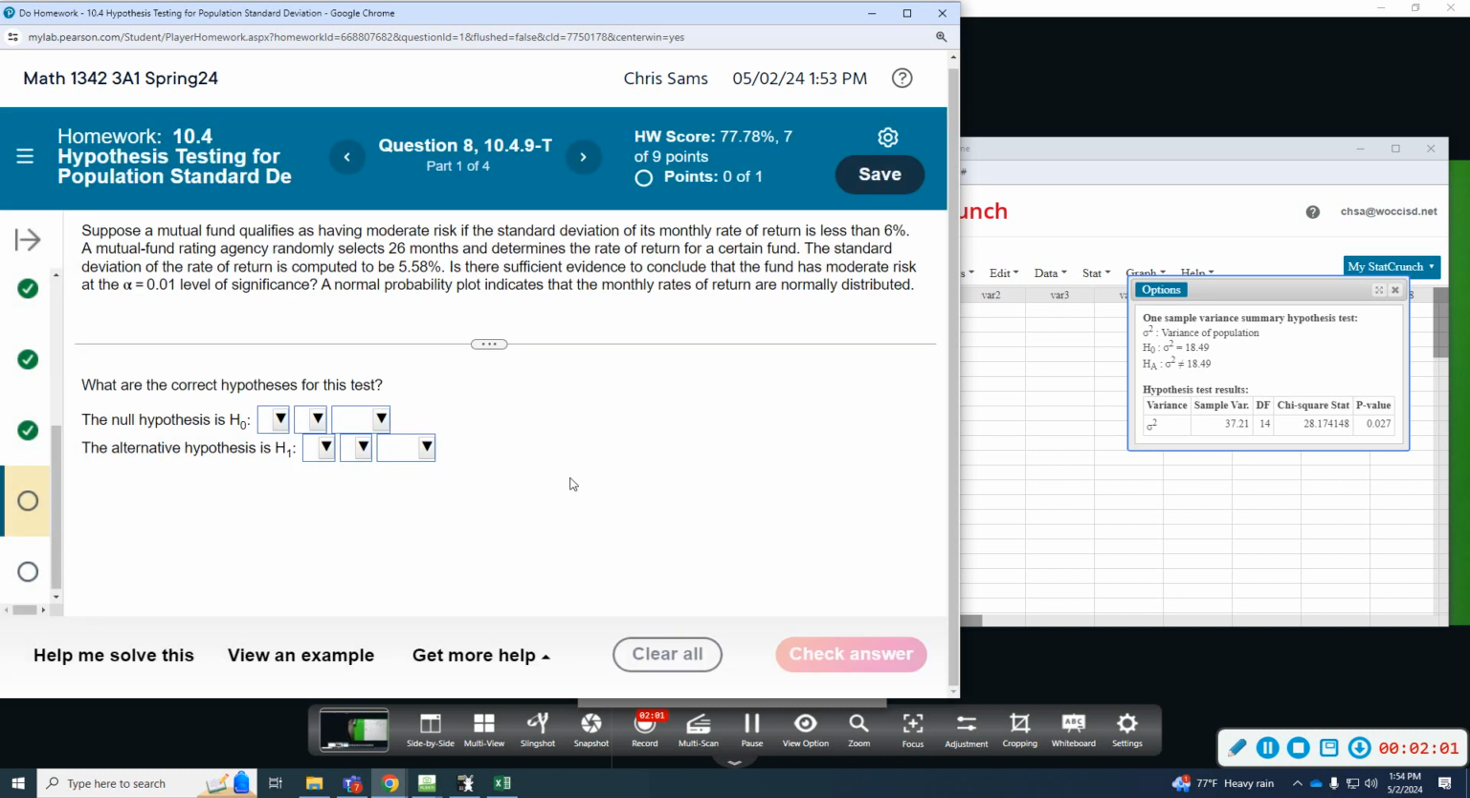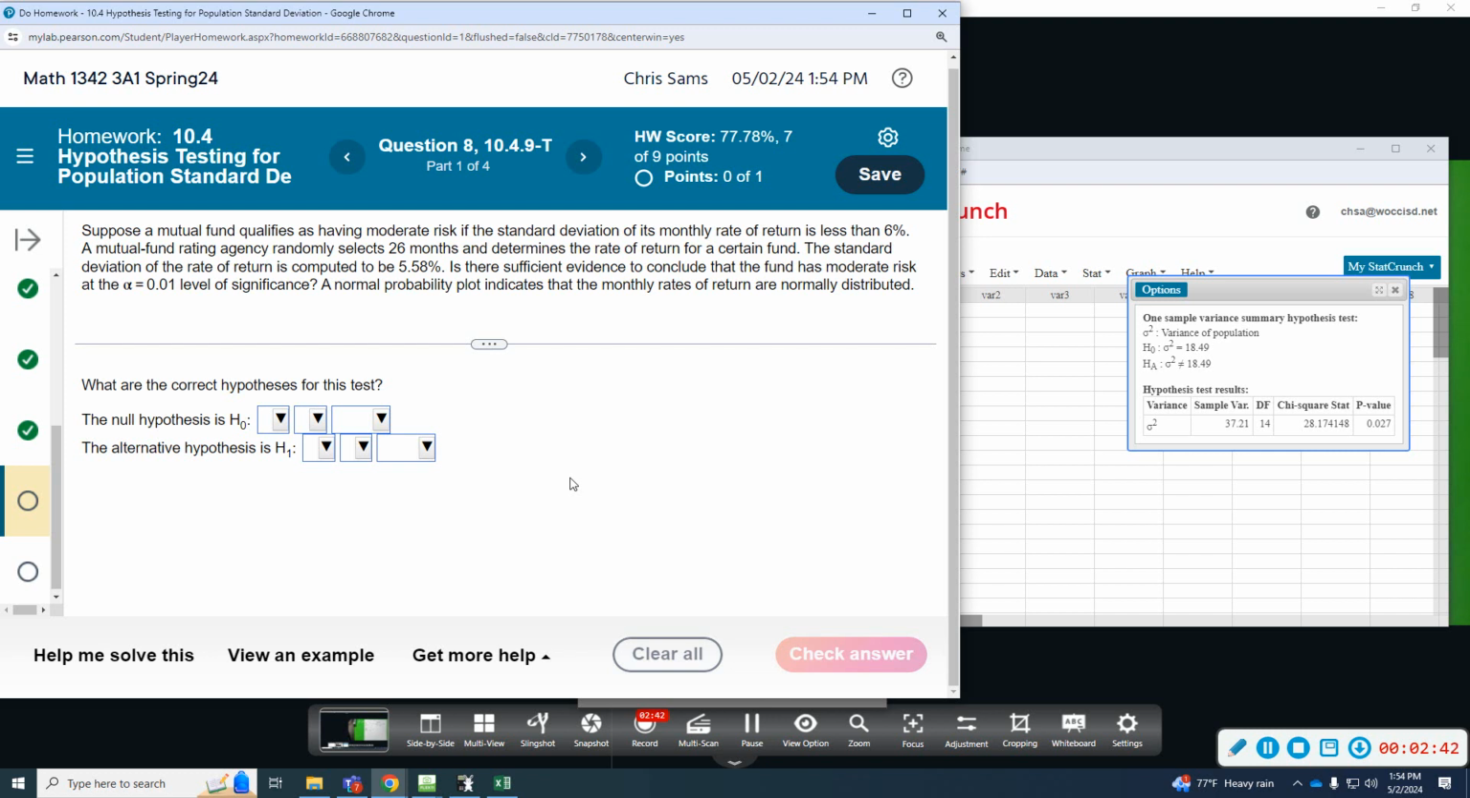Number 8, 4 parts. Suppose a mutual fund qualifies as having moderate risk if the standard deviation of its monthly rate of return is less than 6%. A mutual fund agency randomly selects 26 months, determines the rate of return for a certain mutual fund. Standard deviation of the rate of return is computed to be 5.58. Is there sufficient evidence that the fund has a moderate risk at the alpha equals 0.01 level of significance? Normal probability plot indicates that the monthly rates of return are normally distributed.